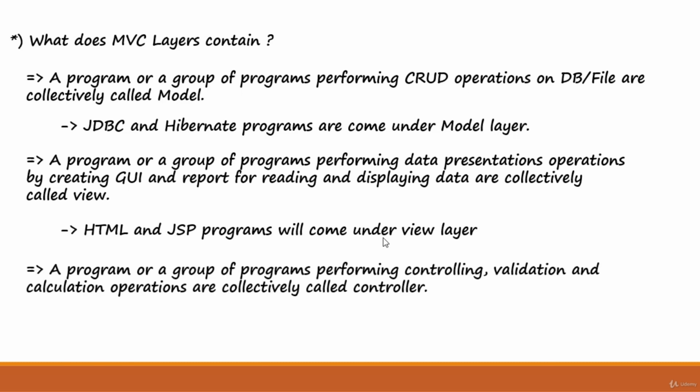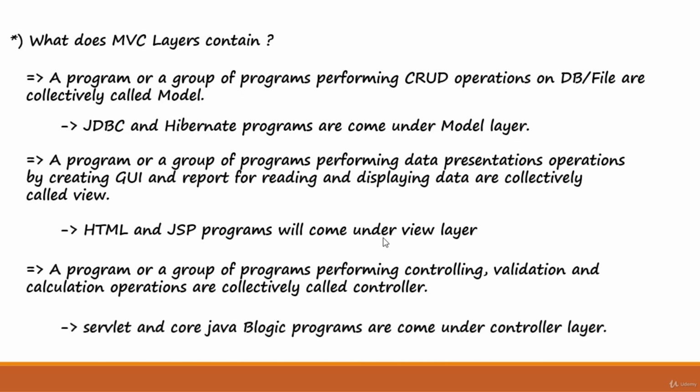A program or a group of programs performing controlling, validation and calculation operations are collectively called the controller layer. The controller layer performs validations and calculations and forwards the request to the model layer. Then the model layer performs CRUD operations and forwards data to the database. This is the use of the controller layer, model layer and view layer. Examples like servlets and core Java business logic programs come under the controller layer.